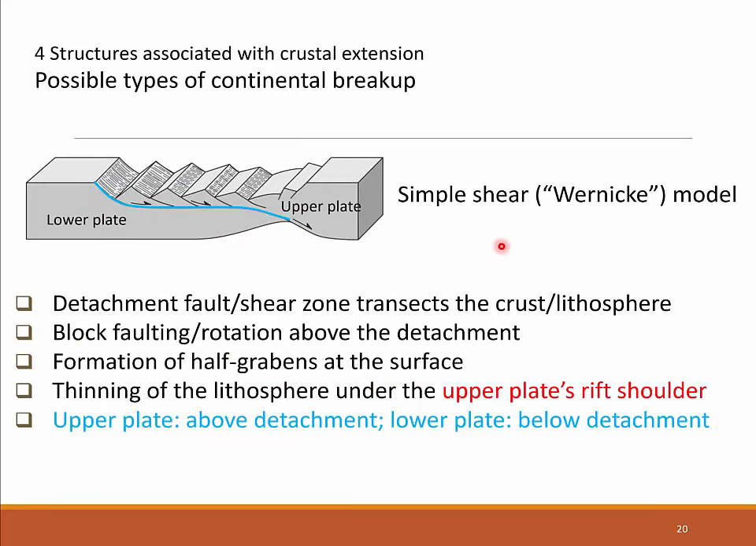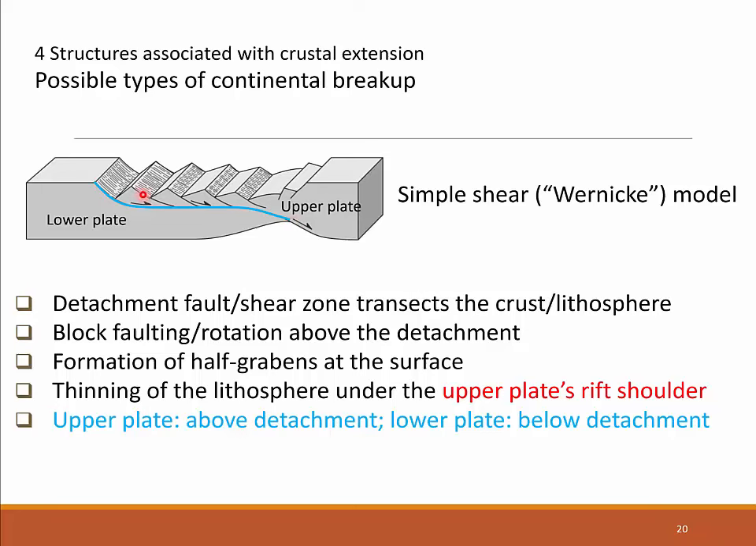In the Wernicke model we find the separation of an upper plate and a lower plate, as we see here, and the separating boundary is a large detachment starting at the surface, ending at the bottom of the crust or lithosphere. Block rotation is typically unilateral and always synthetic. That means the slip direction along each of these block boundaries that we see here is the same as the slip direction, the displacement direction along the detachment.